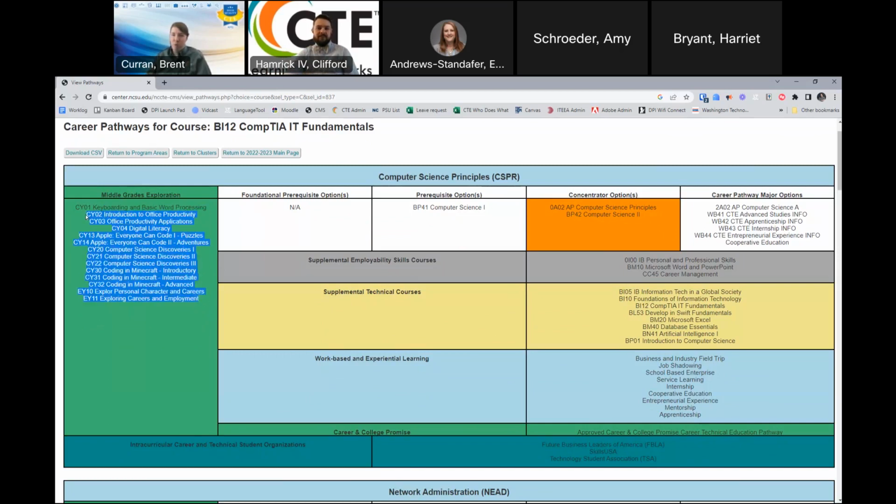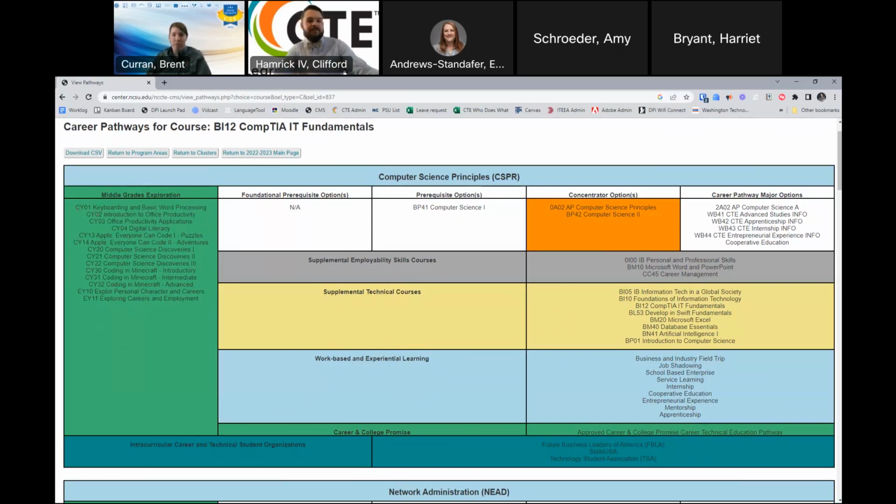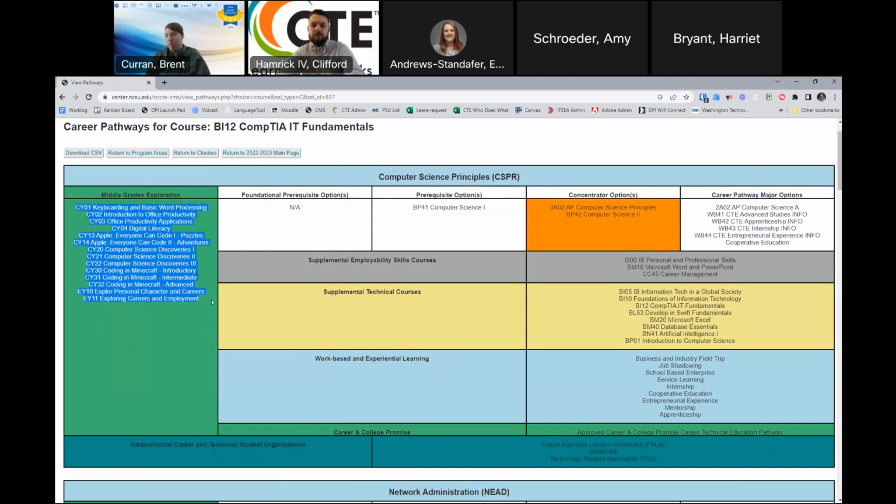Okay. Well, middle grades, this is where our students start in CTE more often than not. In the middle grades levels, these are the courses in computer science that those students would explore careers relating to computer science and information technology.